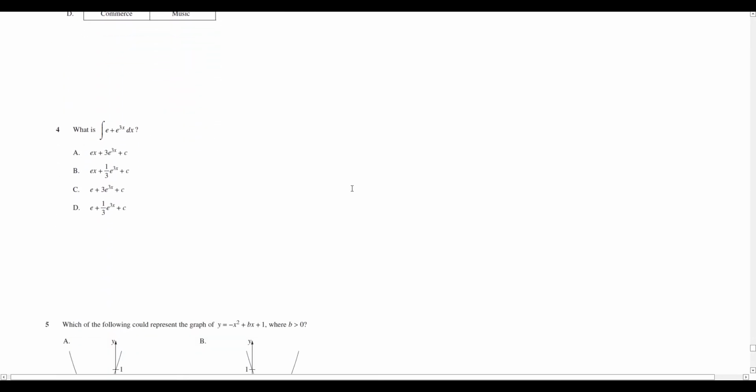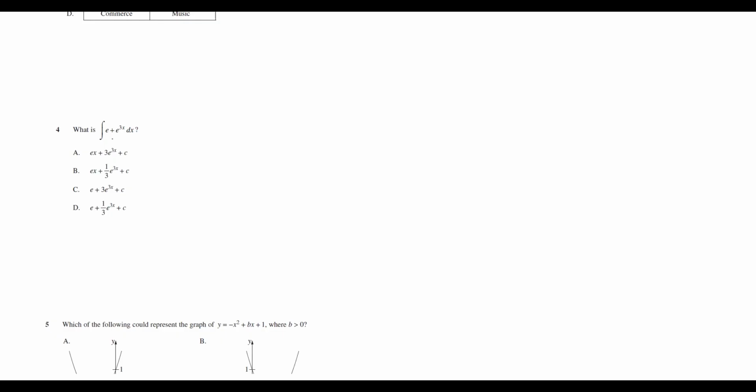Okay, now on to question 4. What is the integral of e plus e to the 3x dx? Good thing they've all included our plus c terms. That's the one thing that we never ever want to forget. Okay, so the integral of e, remember e just taken by itself is just a number.